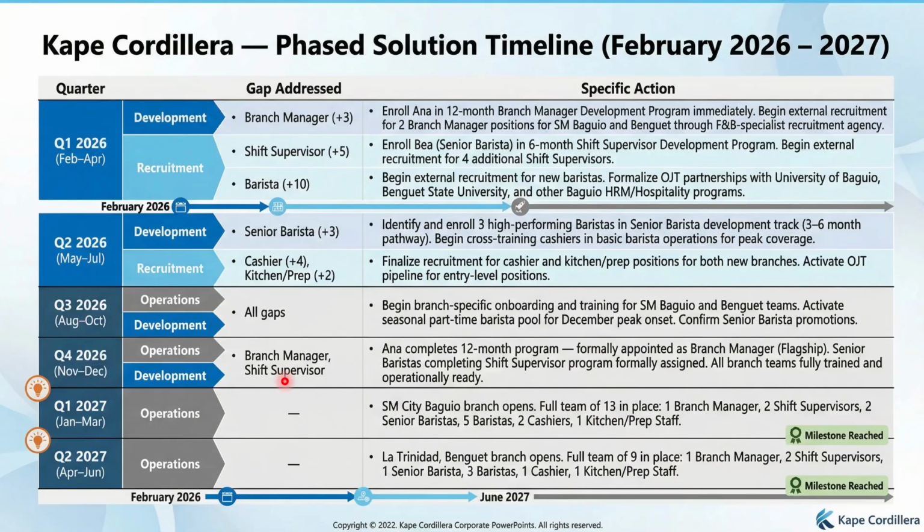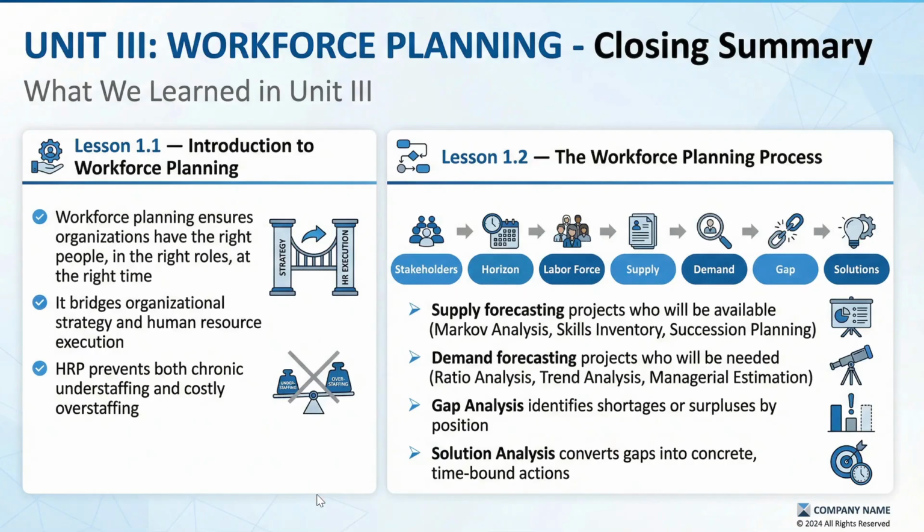Okay, so here's the example of the PACE solution timeline for Cafe Cordillera. So, hindi minsanan yung pag-hire niya, pagre-recruit niya. It's a combination of internal development, external hiring. Yan yung pagtitignan nyo tong solution for Cafe Cordillera. Okay? Alright. So, we're done with the workforce planning. Okay? So, let's bring all this together.